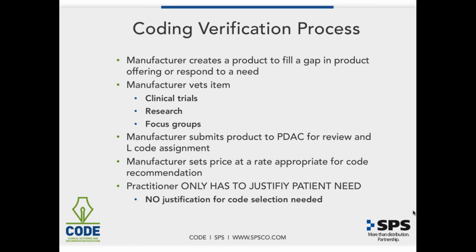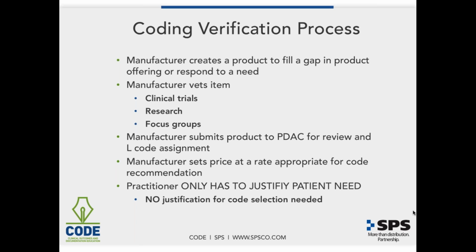The manufacturer would then get a code assignment from the PDAC and set the price at an appropriate rate for that recommendation, so that you don't have a product that costs a lot more than the code to reimburse it is for, right? Then, if all that process is followed, switching gears here to the P&O process, if we did it this way exactly in P&O, the practitioner would only have to justify patient need.